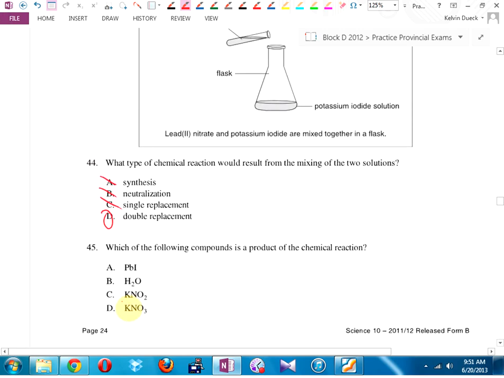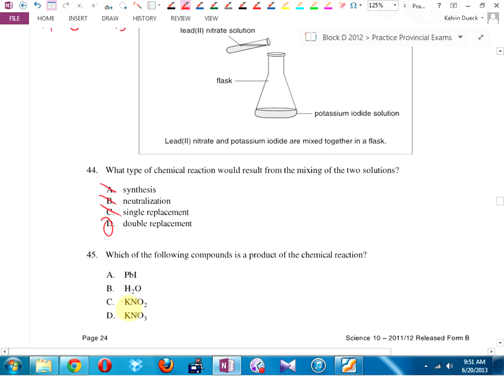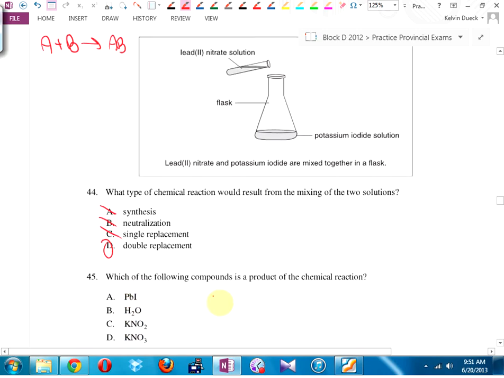Which of the following compounds is a product? So we have lead and what's nitrate? That's a polyatomic, and I don't have those memorized. It's either NO2 or NO3. Or what is it? NO3.